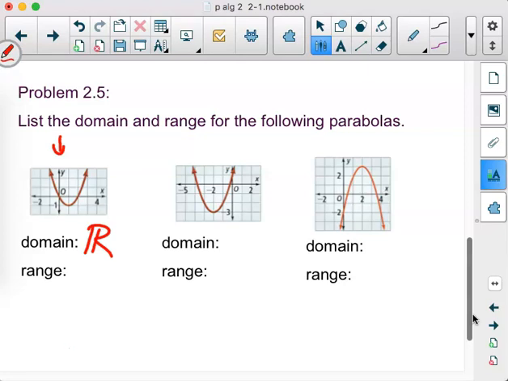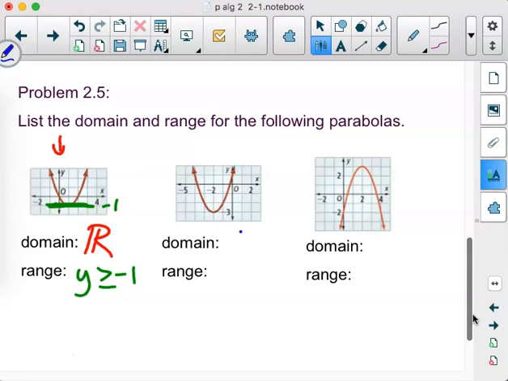Now, it's not using all the y's. In fact, right here is the lowest y it ever gets to. And that lowest y is -1. So my y values are going to be greater than or equal to -1. And that's how we describe what's going on there. So why don't you pause and try the middle one on your own.